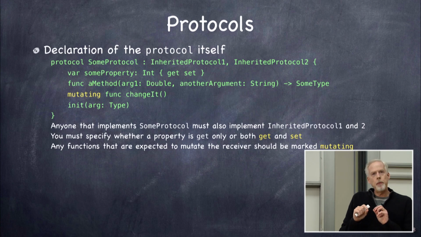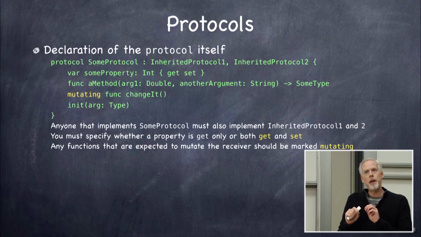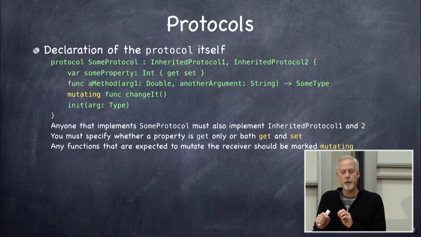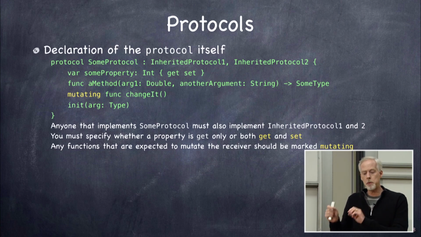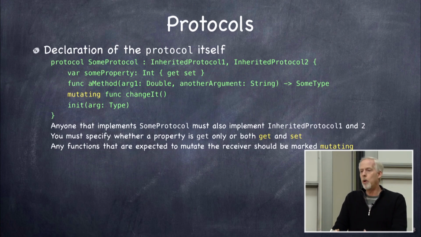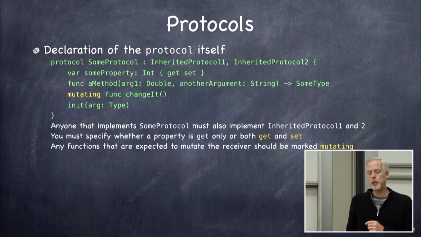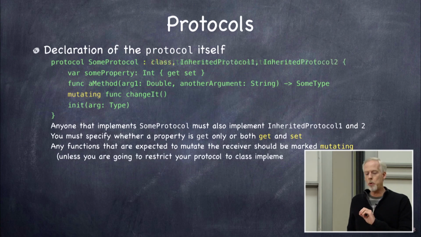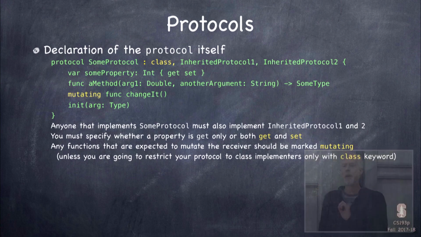Any methods that you have in your protocol that might be implemented by a struct and modify the thing have to be marked mutating, of course, right? Because again, Swift needs to know, oh, this method might change the thing that implements it. Now, there's a little trick if you want. If you know this protocol is never going to be implemented by a struct, then you don't need the mutating, but you have to mark the protocol to say this is a class-only protocol.